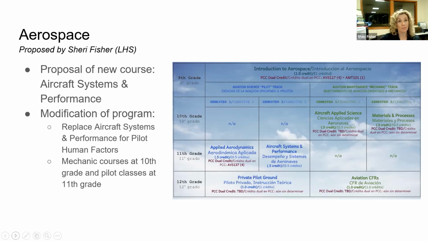We have 2 tracks. We have a pilot track and a maintenance track. And the course that I would like to change out comes on the pilot side after applied aerodynamics. So students take applied aerodynamics and then they were going to take pilot human factors.